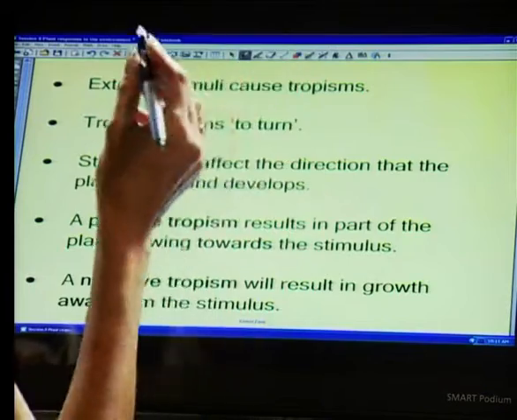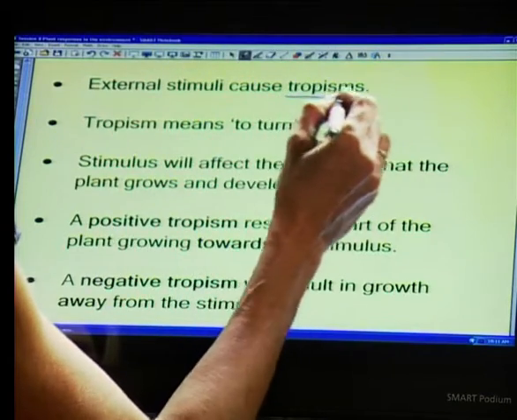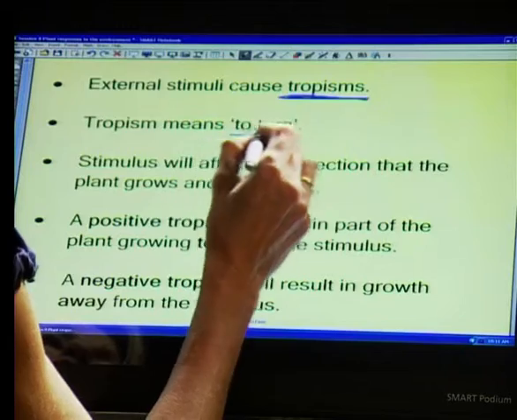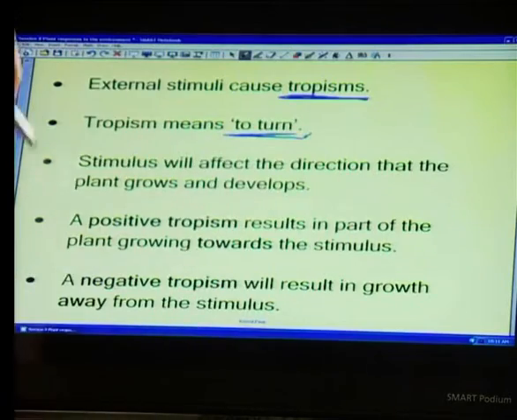All right, so all of this now makes quite a lot of sense, and we move on to the external stimuli, which will cause something called a tropism. All right, and what is a tropism? It simply means to turn. So the plant will turn towards light. It will grow towards gravity and water. It needs the gases around it.